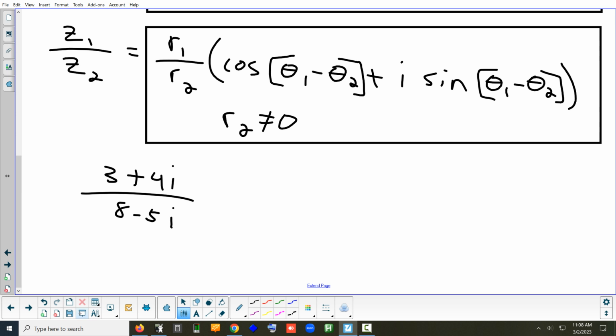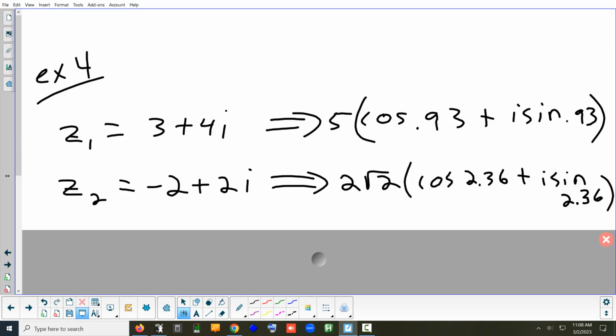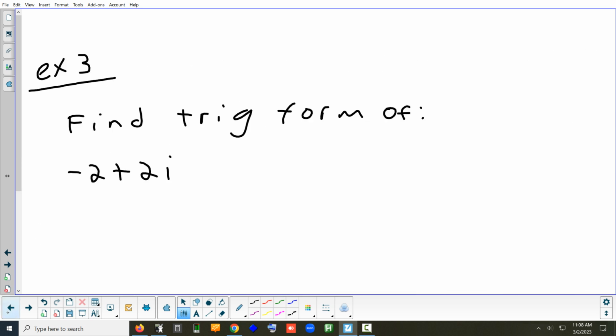All right, let's try an example. What I've done here is I picked two numbers. I think we worked with one of these before, -2 plus 2i. I think that was one we did right here. So we converted that to trig form yesterday.